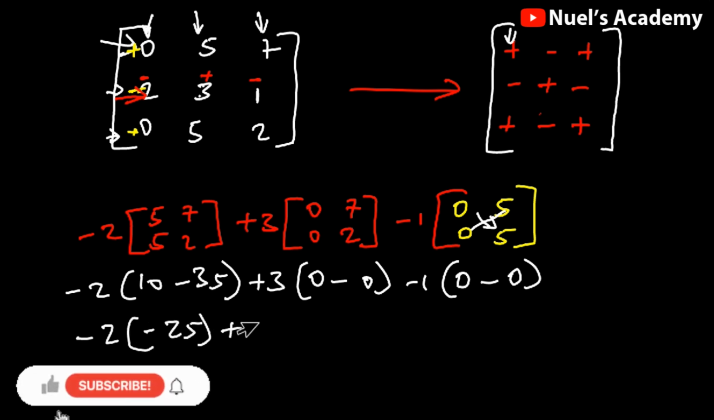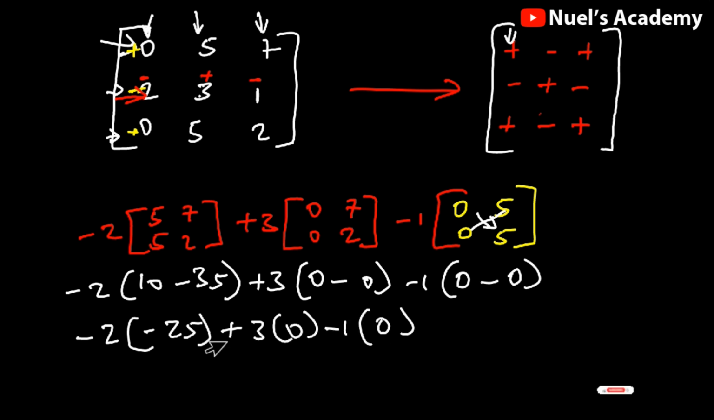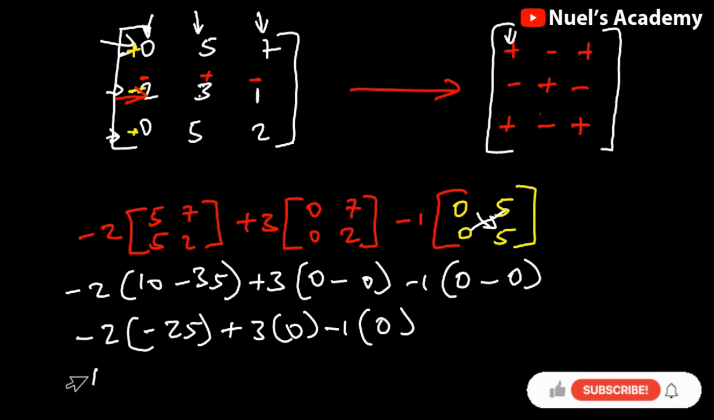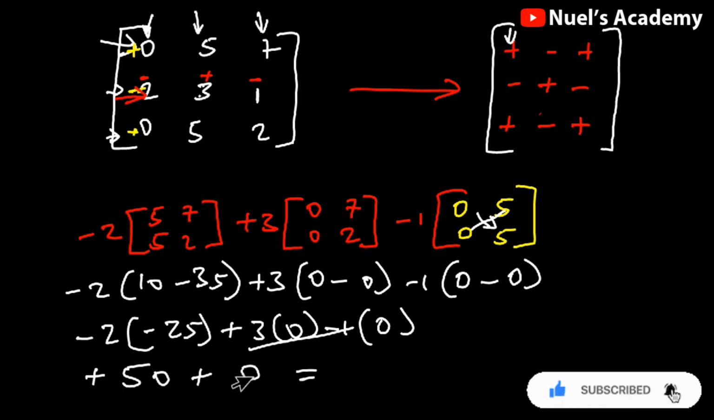Then plus 3 times 0 minus 0 is 0. Then minus 1 times 0 minus 0 is 0. So minus times minus is plus. 2 times 25 is 50. Now plus all of this is going to give us 0. So as you can see, we have 50 plus 0 equals 50.